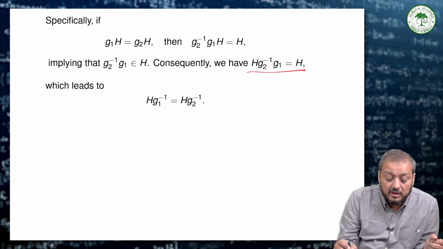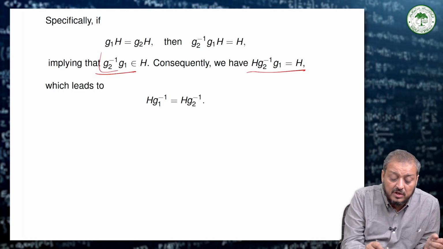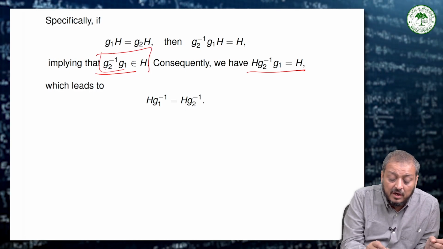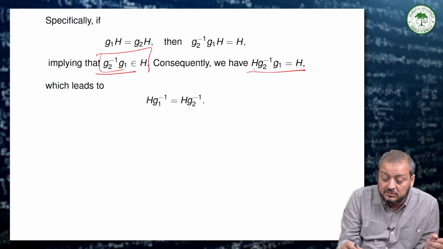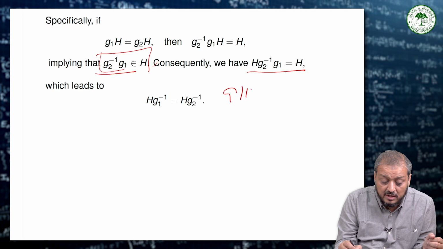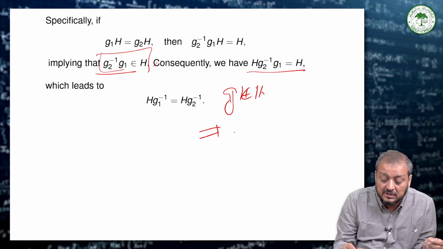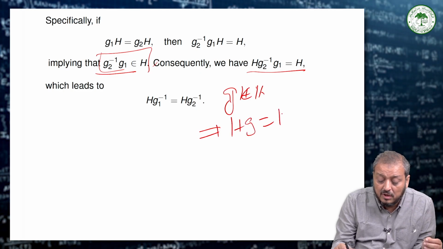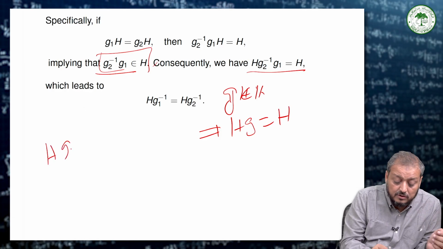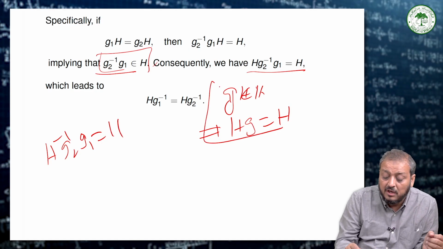So we can say that this can be written in this form. If this holds, this implies that g1 and g2 inverse g1 is an element of H. Now again, g is an element of H implies that Hg is equal to H. So this can be written as H g2 inverse g1 is equal to H by this result.